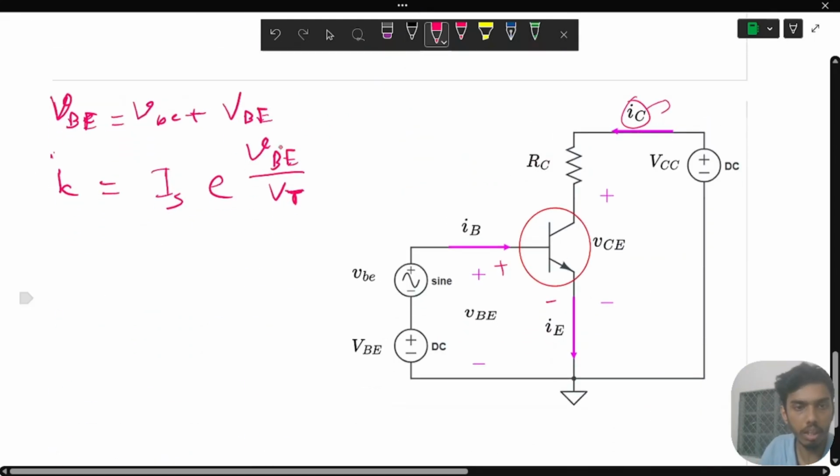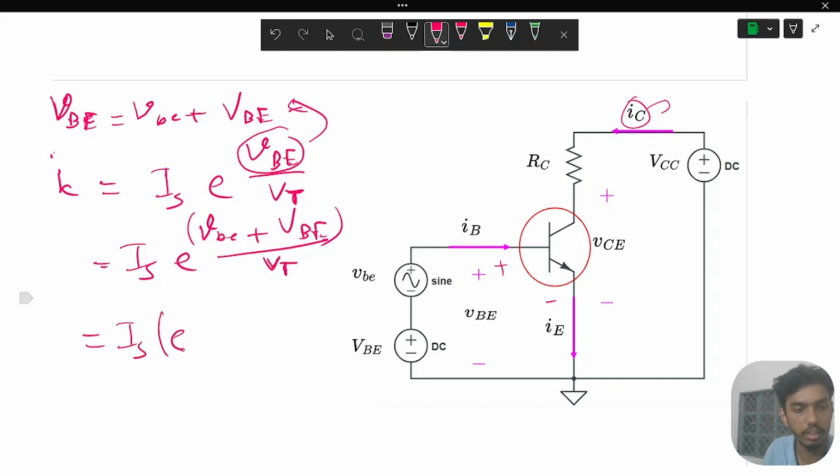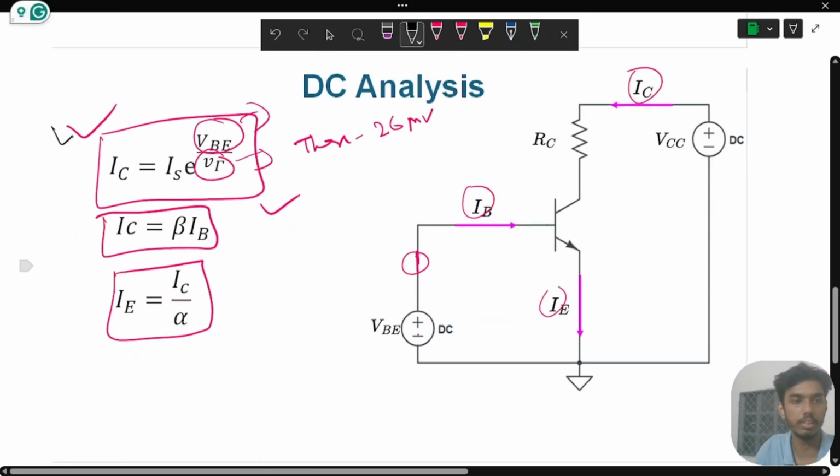Okay. Now we'll have to replace this v by this term. Let's do that. i_C is equal to I_S e to the power (v_be plus V_BE) divided by V_T. Excuse my writing. Now if we expand this, it is e to the power v_be by V_T into e to the power V_BE by V_T. If you look closely, this term we have already studied in the DC analysis. This is exactly this term.